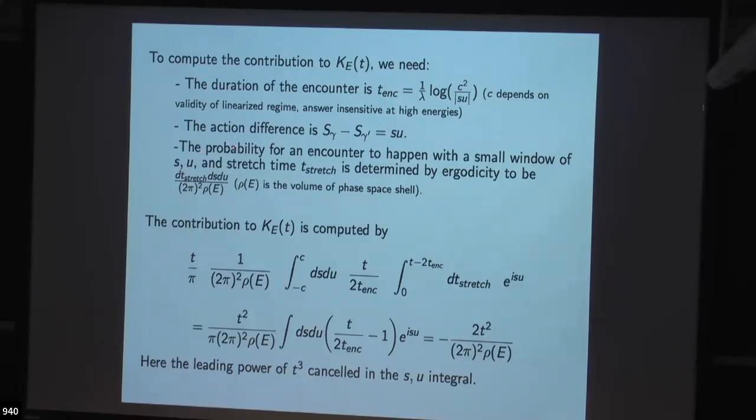And then the final thing we need is the probability to find a pair of orbits like this for a fixed s, u, and t stretch. That can be determined by ergodicity. It's dt stretch ds du, roughly over rho of e. So that's one over the volume of phase space. Just to make sure, you're saying that this action difference depends only on the encounters, because the orbits are following each other basically exactly outside of the encounter.